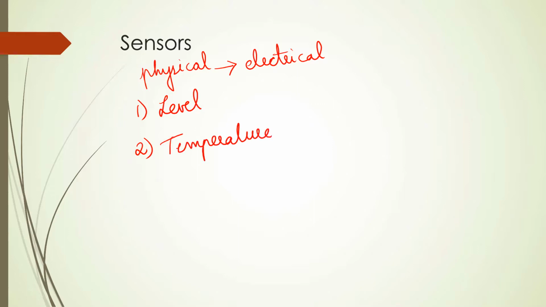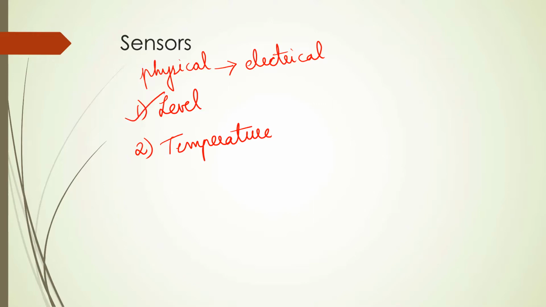So what is the level sensor for? As soon as you load the clothes into your washing machine, water flows into it. Based on the quantity of clothes, the amount of water varies. So the level of water is decided by the level sensor.